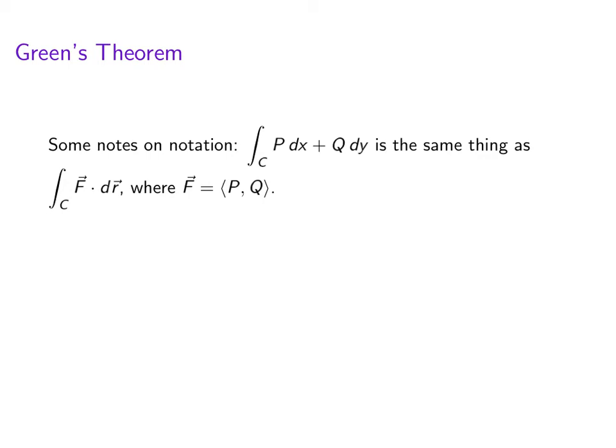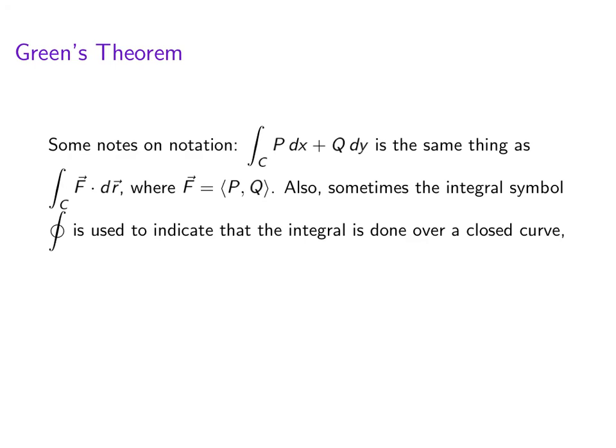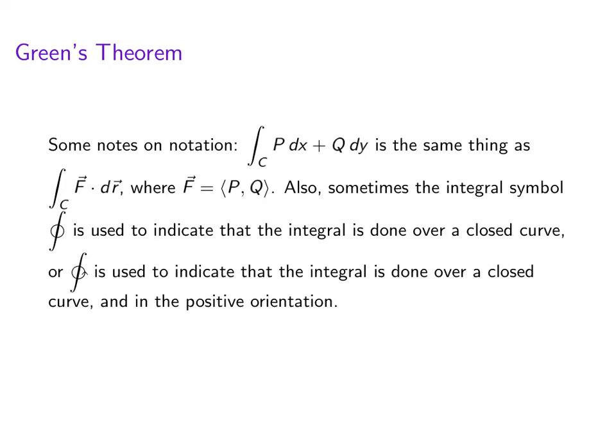Let's talk about notation a little bit. When we write the line integral of P dx plus Q dy, that's the same thing as writing the line integral of the vector field F dot dr, where F is ⟨P, Q⟩. Also, once in a while, you might see this integral symbol with a circle through it to indicate that it's a line integral being performed over a closed curve. Even more specifically, sometimes you'll see that little circle have an arrow inside of it to indicate that the integral is being done over a closed curve and it's being done in the positive orientation.